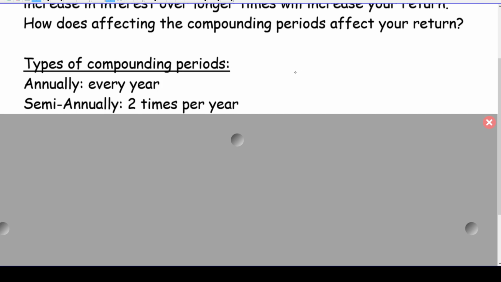Now, I want you to think about this in terms of our interest. If you're getting 0.035 per annum, 3.5% per annum, but I'm splitting that up into 2 payments per year, wouldn't it make sense that you would have to divide that by 2?